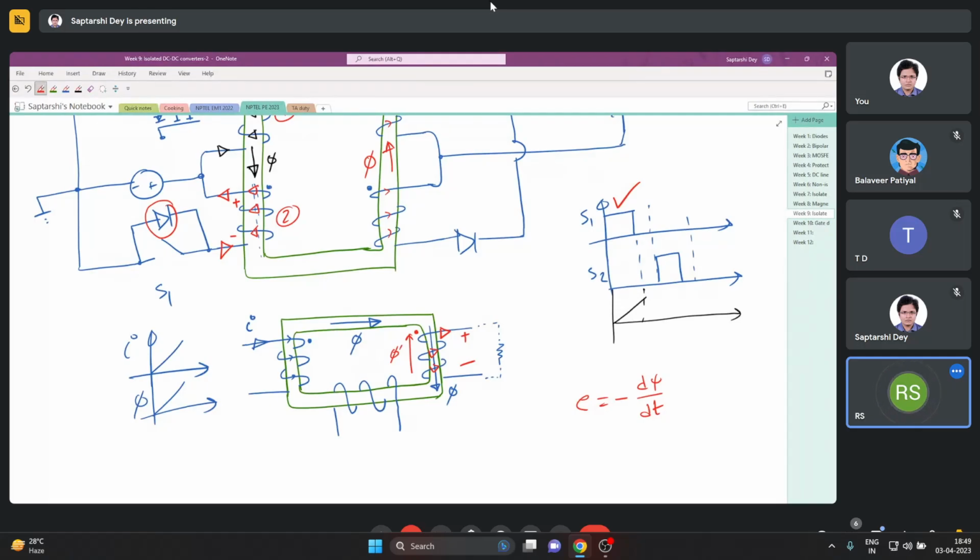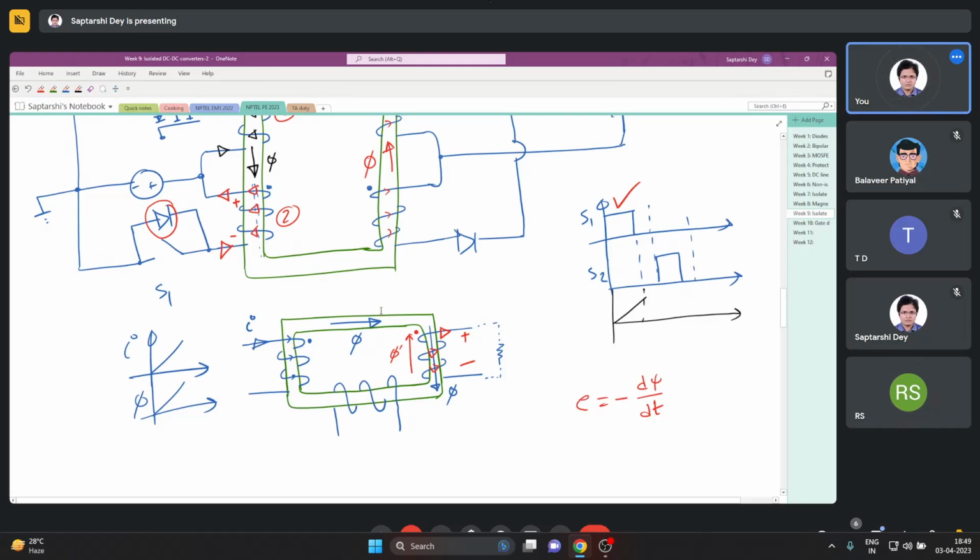I believe I discussed this at least twice in previous classes of this session, and you are quite regular also, that if the current entering the dot terminal is increasing, then all the terminals that are inducing positive are dots. But there are other sources I referred to and I got confused. That's why I'm asking again. Just follow this one.